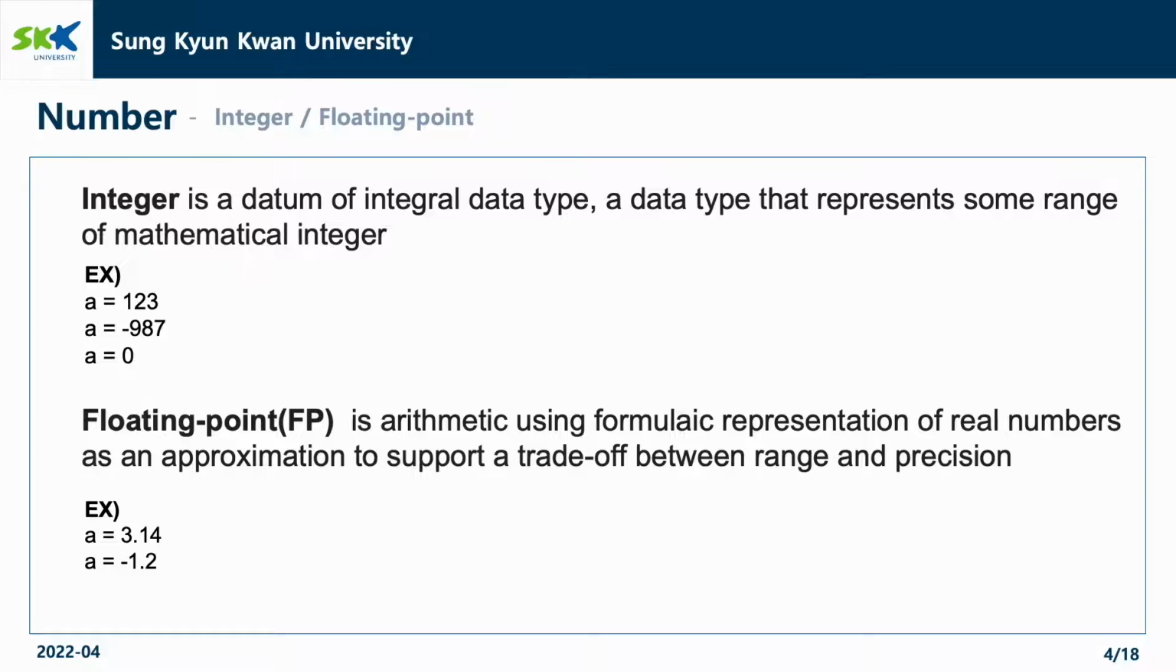Another number data type is floating point. Floating point is arithmetic using a formulaic representation of real numbers as an approximation to support a trade-off between range and precision.